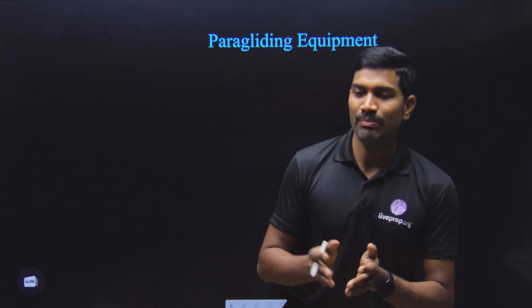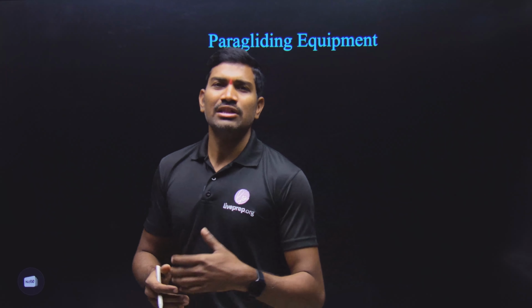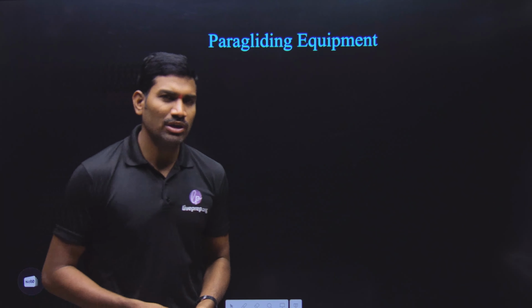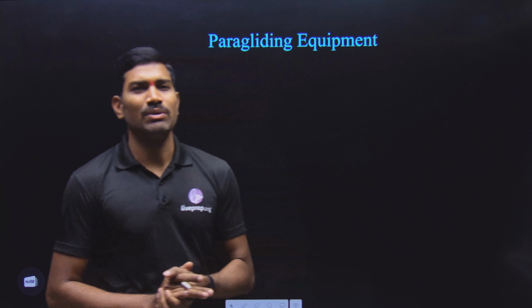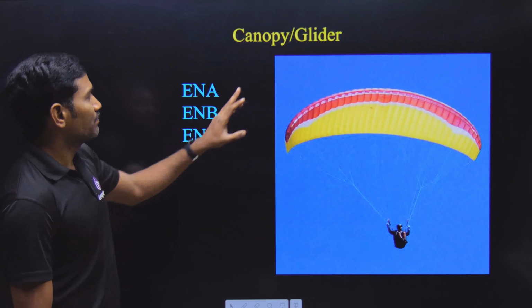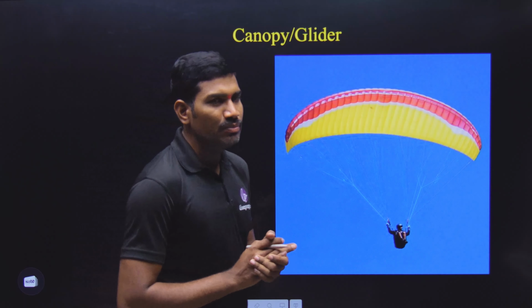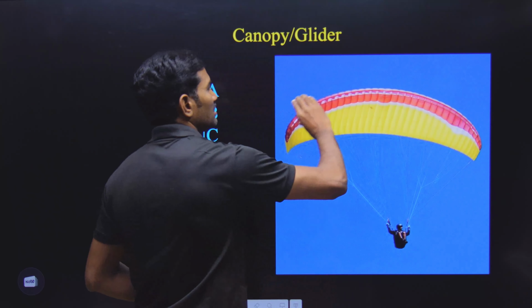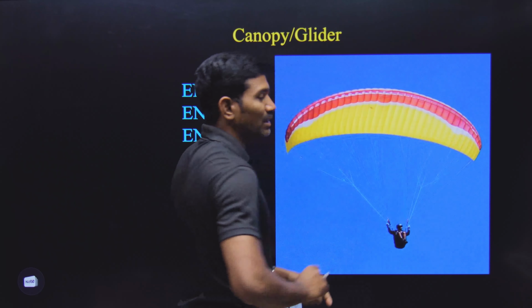First they will give you the paragliding equipment introduction. They will show you different equipment, and they will tell you what those are, what they are used for, everything. Here you just go through that particular list. And here I am trying to mainly focus on the canopy. So this is the canopy, and attached to the canopy, lines are there.